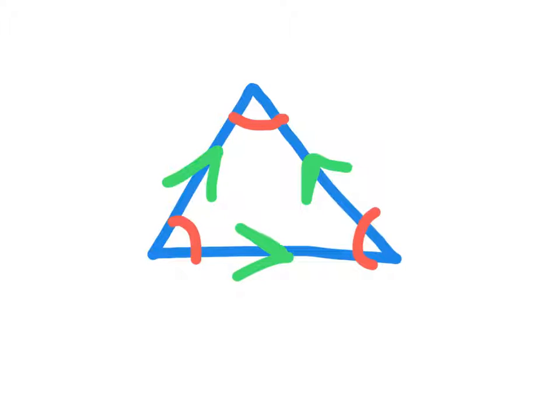And in an equilateral triangle, all the angles are the same measurement as well. And this measurement is 60 degrees. In an equilateral triangle, the angles add up to 180 degrees. Each angle is 60 degrees because they're all the same. So that means each angle is 60 degrees, and it adds up to 180 degrees.